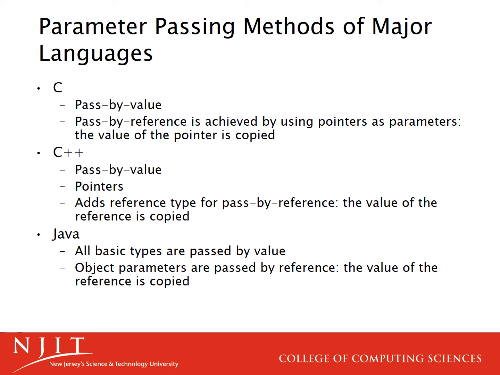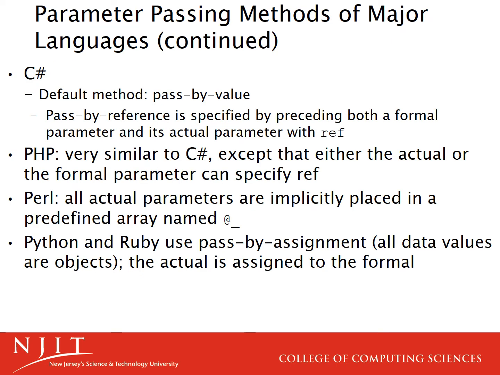C does pass by value. You can copy pointer values around, and that achieves a sort of pass by reference. C++ has pass by value, it has pointers, and it has pass by reference. The value of the reference is copied. Java automatically passes basic types by value and passes objects by reference. C# has pass by value, and if you want to use pass by reference, you have to precede the formal parameter with the keyword ref.